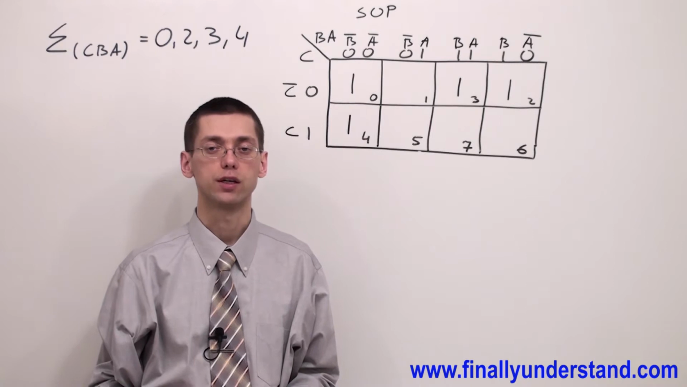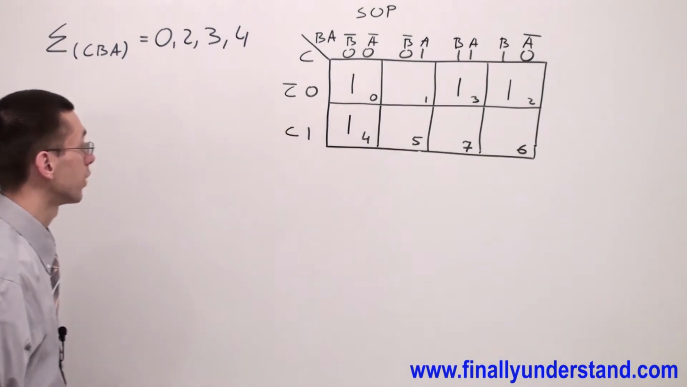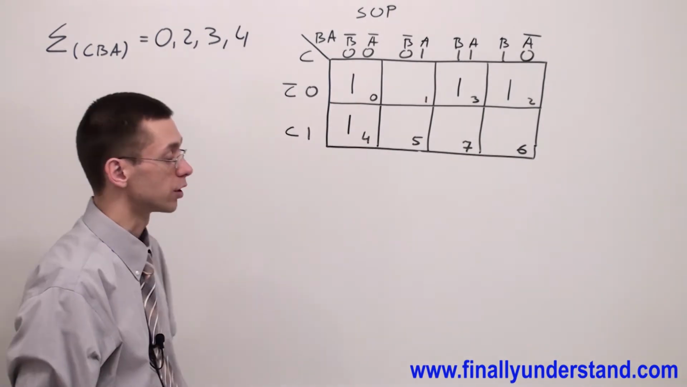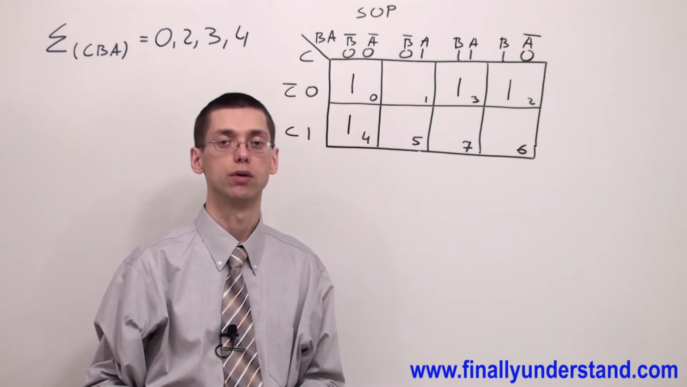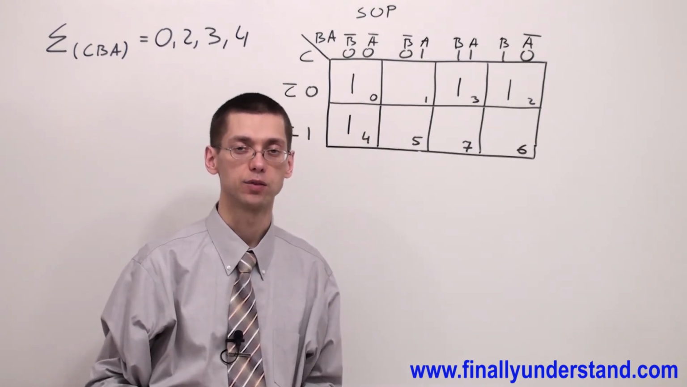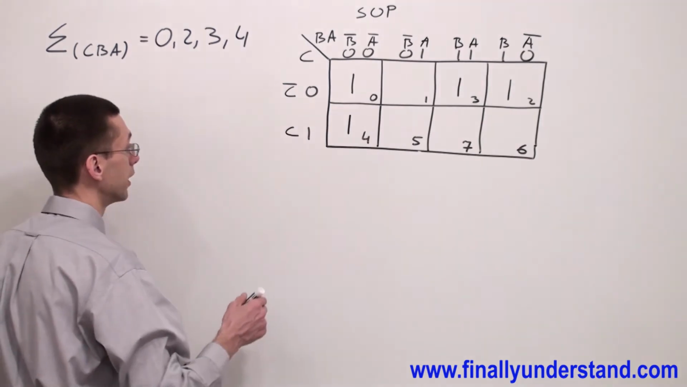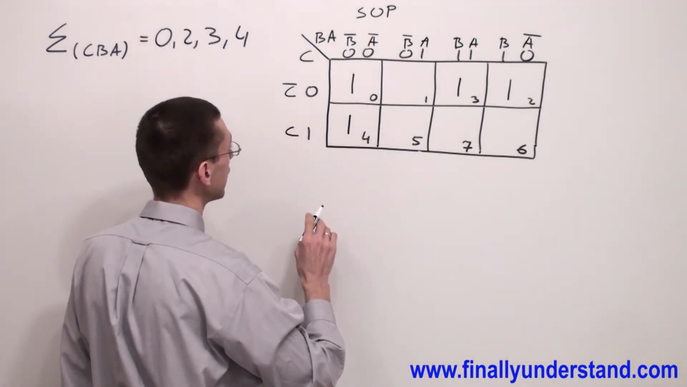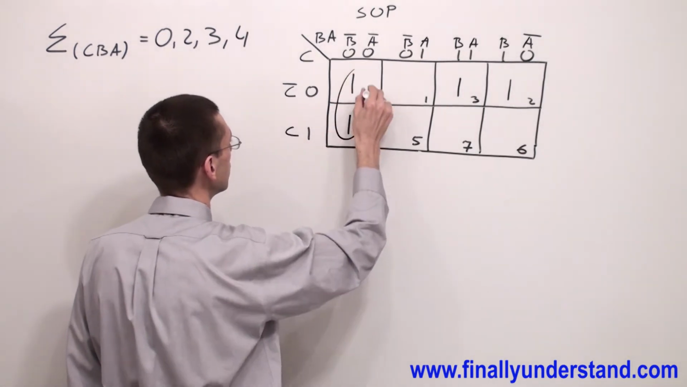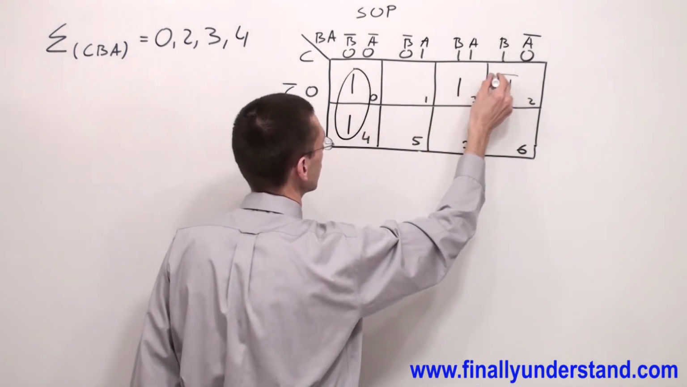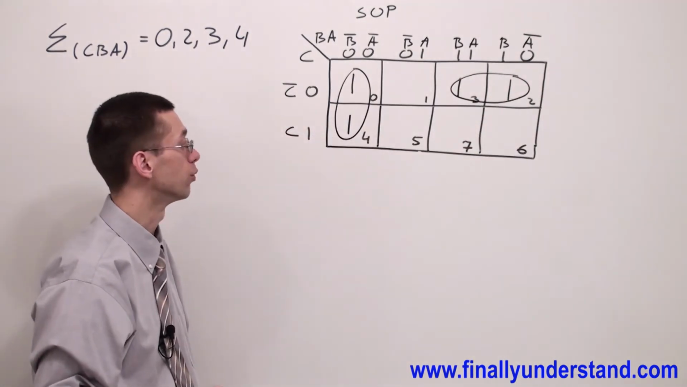How are we supposed to start solving problems like this? I always try to find the biggest groups possible. What I mean by that is I try to group as many ones as possible at the very first moment. In this case, I can have just two groups. This is going to be one group, and this is the second group. I have two groups of two ones.